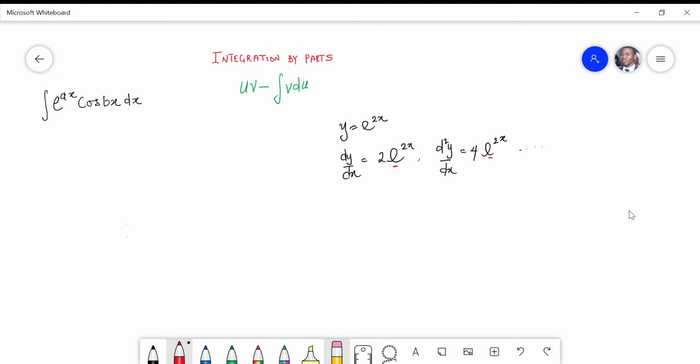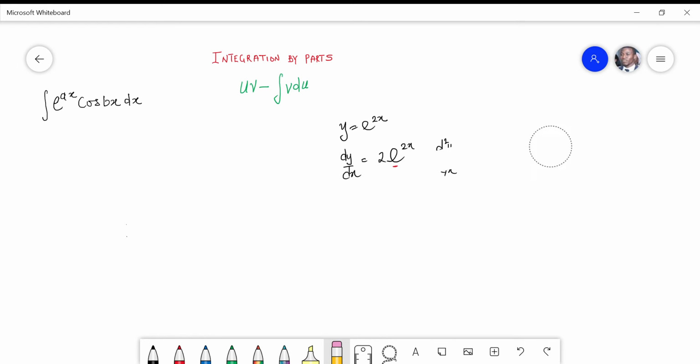And then the same thing with your cos. If you differentiate your cos, you're going to get negative sine. And if you differentiate your negative sine, you're going to have a negative cos. And then you see it's coming back again and again. So that's why it's called a recursive integration.